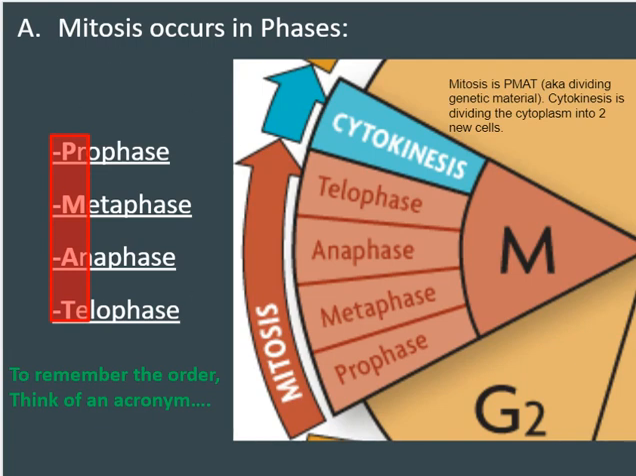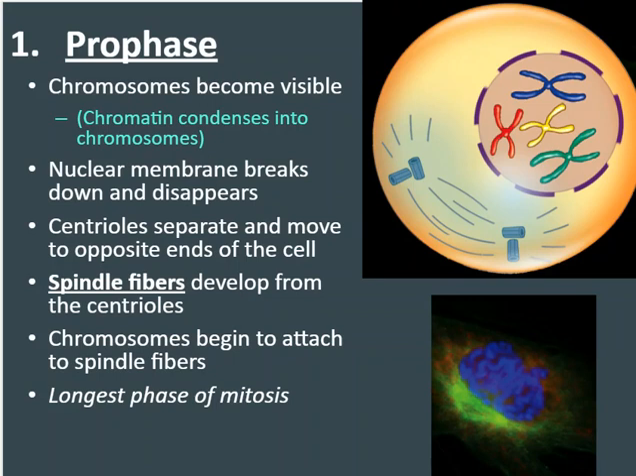First one up puts the P in PMAT, prophase. So here is where our DNA condenses down into chromosomes. That means they're going to become visible, okay? When the cell's in interphase, you can't see chromosomes. But now all of a sudden, we're going to start being able to see our chromosomes. The nuclear membrane, or the nuclear envelope, is going to start breaking down because we're going to need to move these chromosomes around, and we can't if they're enclosed.